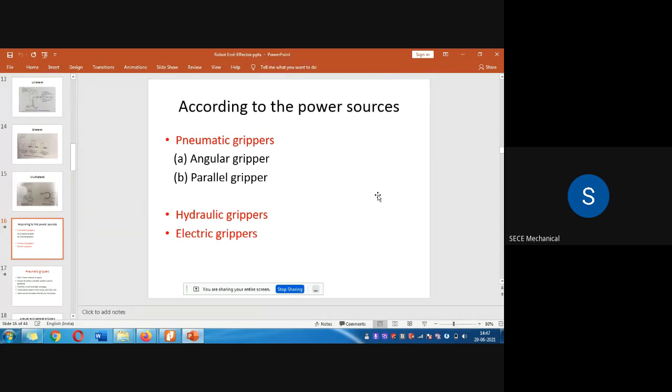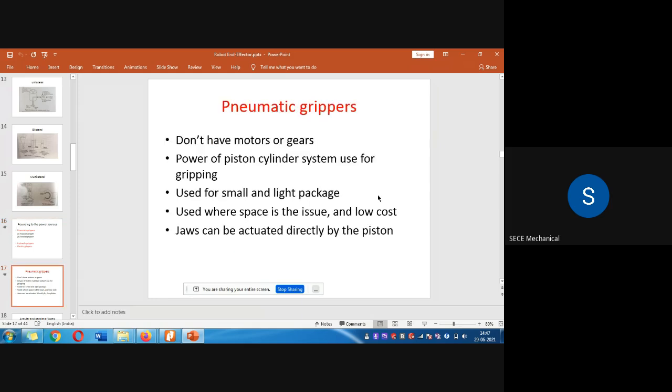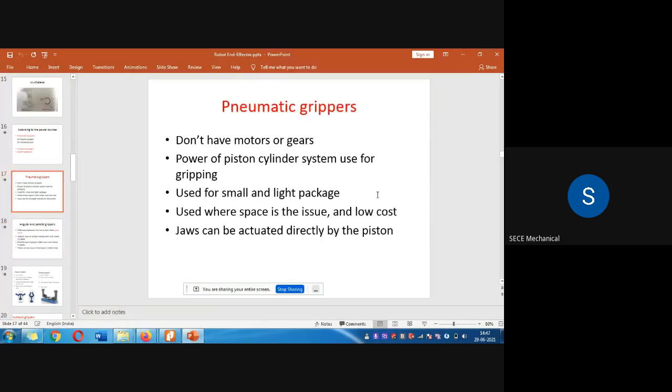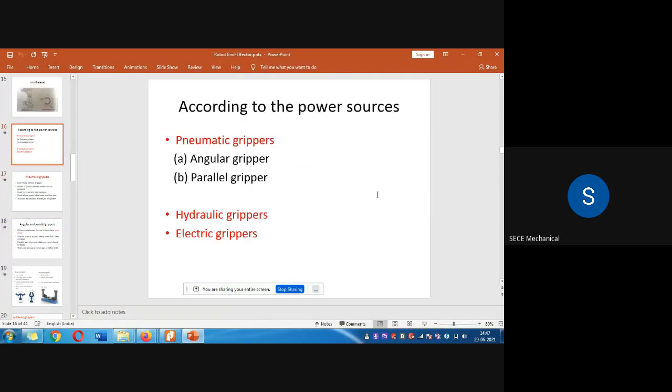And pneumatic grippers are mostly meant for creating vacuum power. It is creating suction, right? And hydraulic grippers are meant for holding heavy objects to pick and place. Generally, pneumatic grippers do not have motors. There is only a piston cylinder attachment, where we generally get the suction head. This type of pneumatic gripper is generally classified into angular type and parallel type.